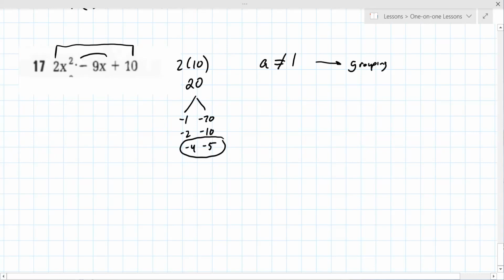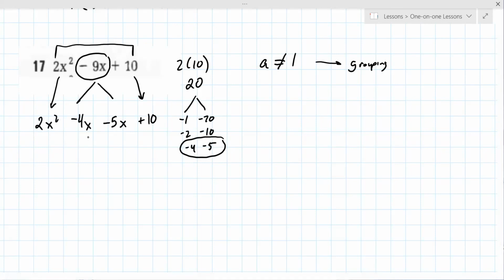So you take this -9x and you break it apart: 2x squared, -4x, minus 5x, plus 10. You just bring those down. The order doesn't matter here. There's kind of a preferred order that you'll see if you do more of these, because it'll work out more nicely, but the order doesn't matter. So now that you've done this, because this just goes back to the previous step, you have to factor out the GCF here.